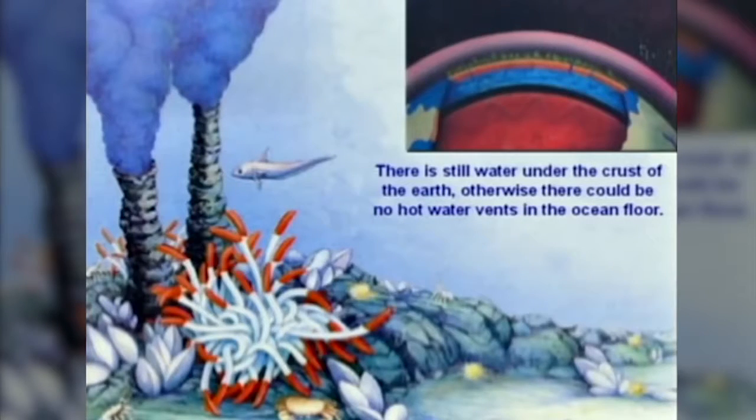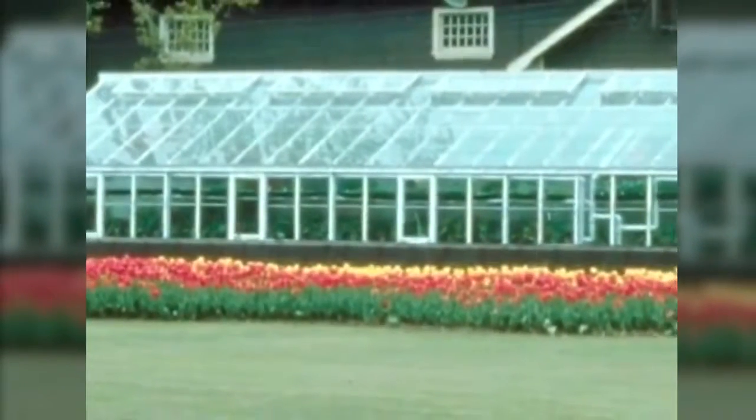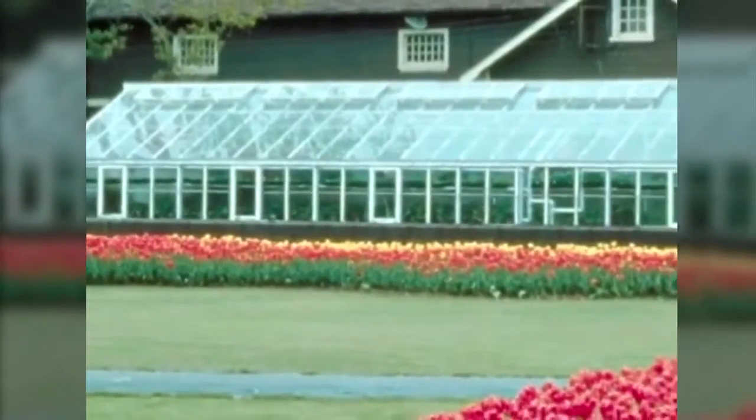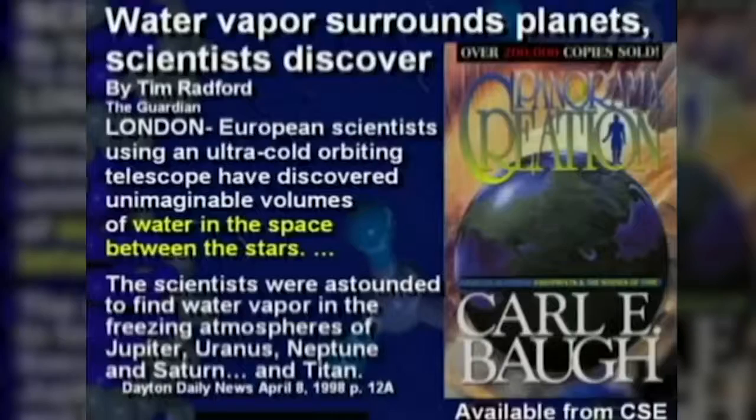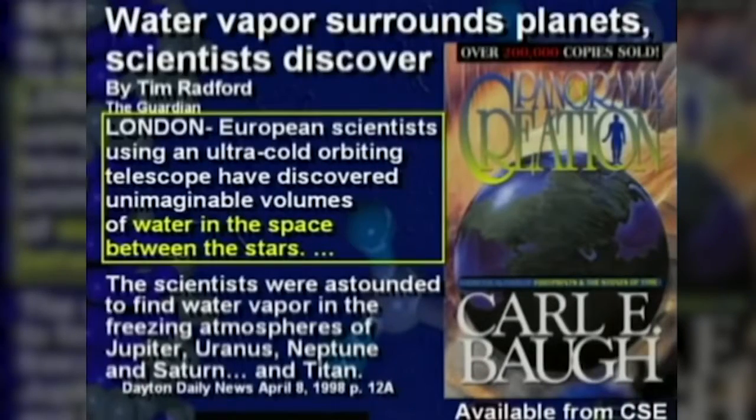But this canopy of water that used to be there in the original creation would make the whole earth like a big greenhouse. How many know what a greenhouse is? They've got all glass walls. You have to dress in the basement if you live in a greenhouse. Well, scientists are still finding lots of water in space between the stars. There's lots of water out in space. Interesting. Cover more on that later.